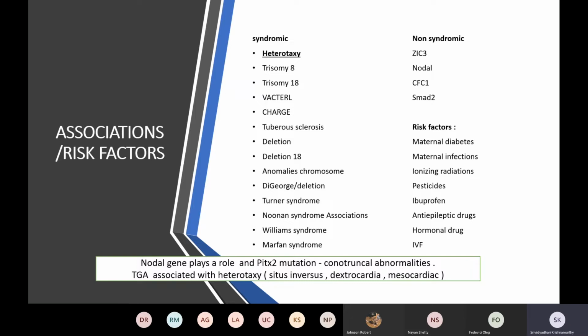The risk factors associated with the development of TGA include maternal diabetes, maternal infections, and ibuprofen. I was quite surprised to see ibuprofen was one of them. Anti-epileptics are a very well known teratogen anyway, and hormonal therapy can also cause TGA.